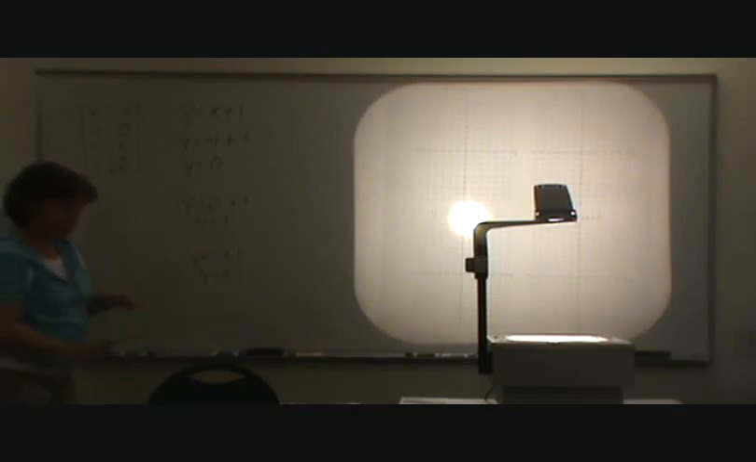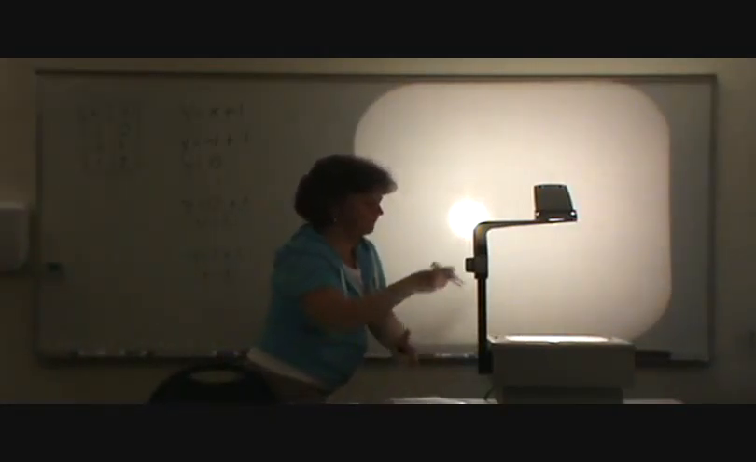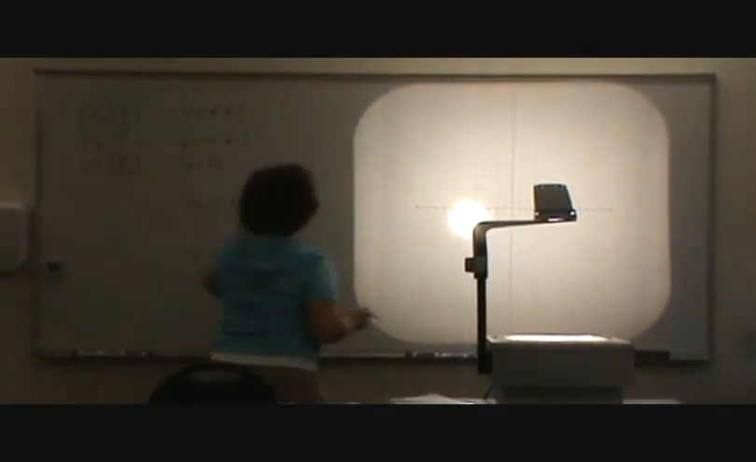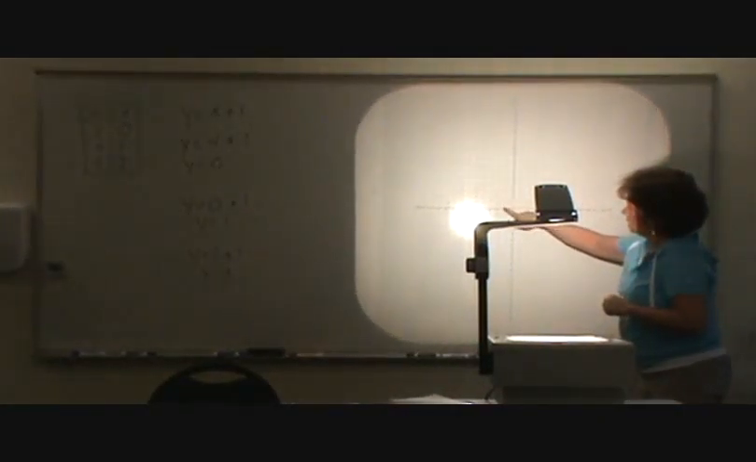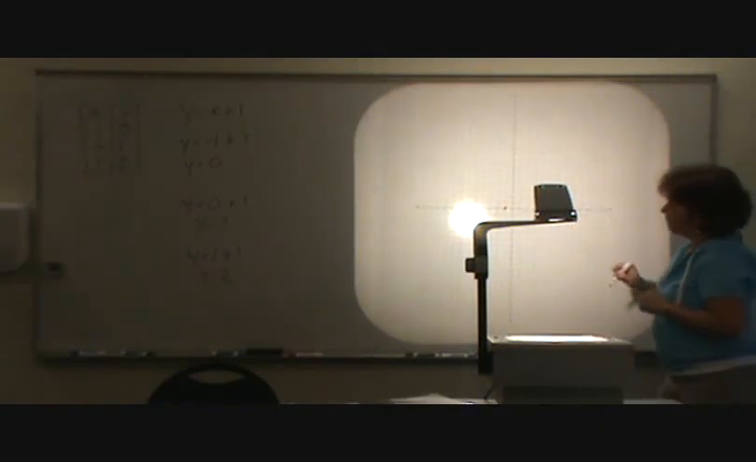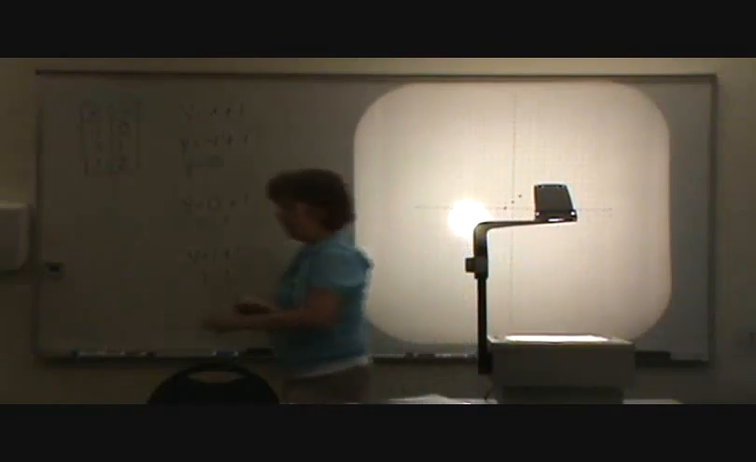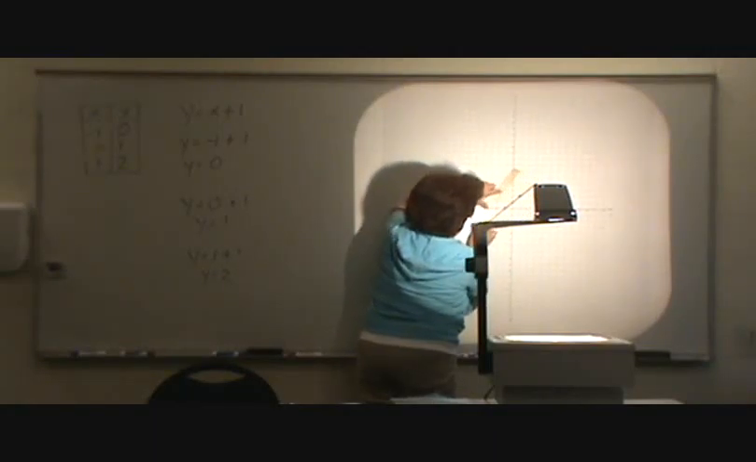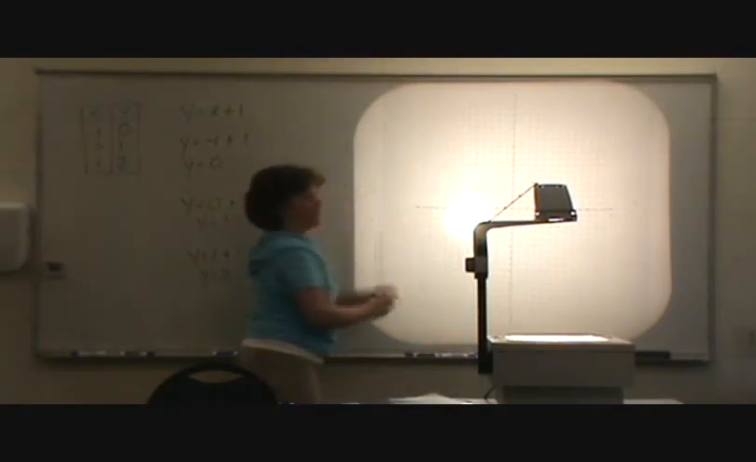So now we come to our plot, and I will put the larger graph back up again. And we will plot these points. -1, 0. So we go -1 and 0 means we're on here. 0 and 1 is here. And 1 and 2 is there. And there is our line. That is the graph of the equation y equals x plus 1.